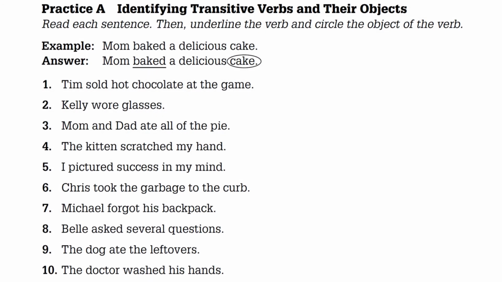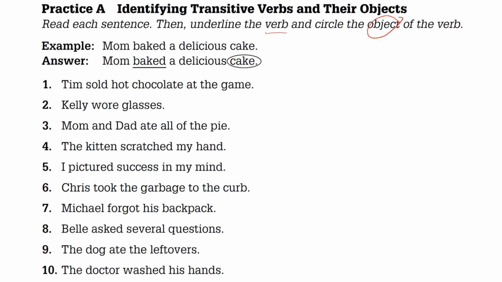All right, practice A, identifying transitive verbs and their objects. So the first focus here, just tell me this is a verb, this is a transitive verb, and finally, this is the object of this transitive verb. All right, so read each sentence, then underline the verb and circle the object of the verb. So when I find the verb, I underline it. When I find the object, I circle it.